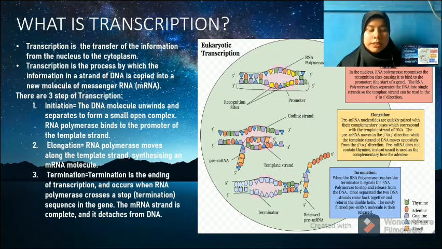The first one, the initiation step, is where a DNA molecule is unwound and separated to form a small open complex. RNA polymerase binds to the promoter of the template strand. The elongation step is where the RNA polymerase moves along the template strand and synthesizes an RNA molecule. The last one is termination, which is the ending of transcription and occurs when RNA polymerase crosses a stop termination sequence in the gene. The mRNA strand is complete and it is detached from the DNA. So basically that's all for the transcription process.